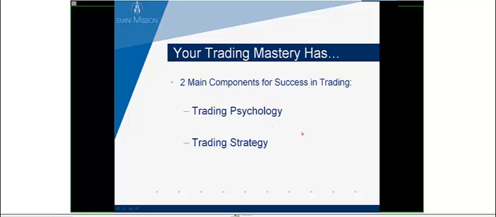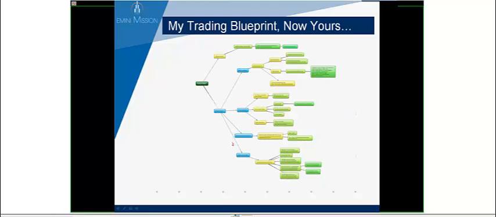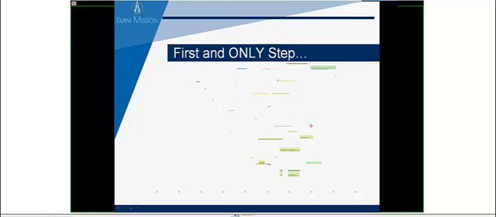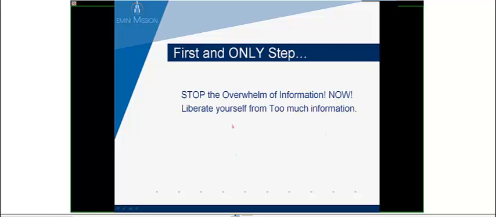We need to address this in multiple ways. So basically, here's a blueprint that I put up for you. I'm going to try to follow it as soon as possible. It looks a little bit overwhelming, but it's divided into two areas: the psychology of trading and the trading strategy. I'm going to share with you my pivot step system, and so on and so forth. I'm going to teach you all the tricks that I want you to learn. But the first and only step is to stop the overwhelm of information right now. What I mean by that is liberate yourself from too much information and keep it simple. Just like Greg said, keep it simple.